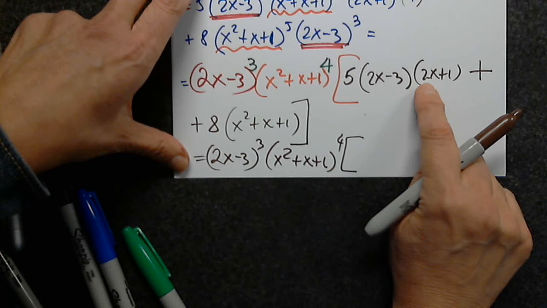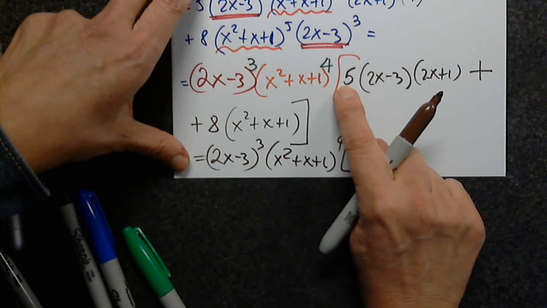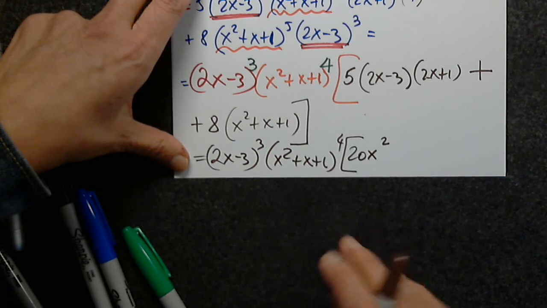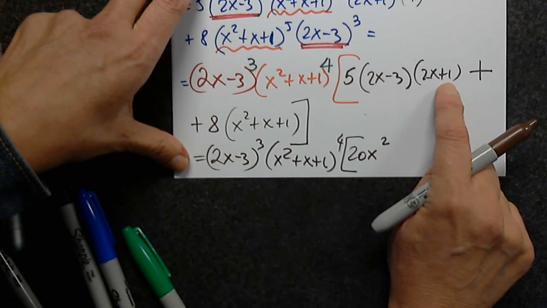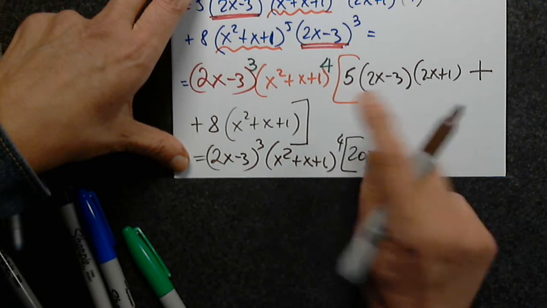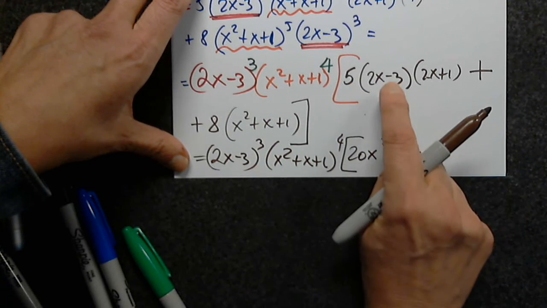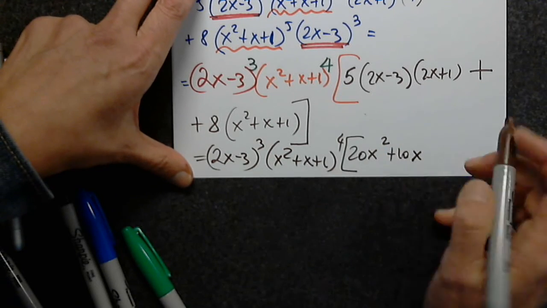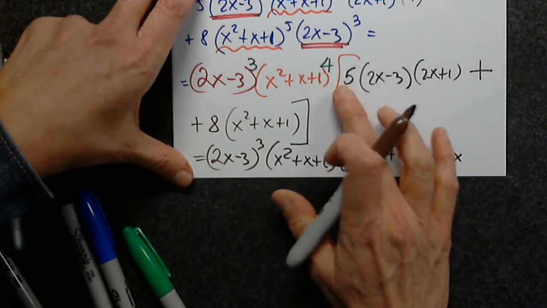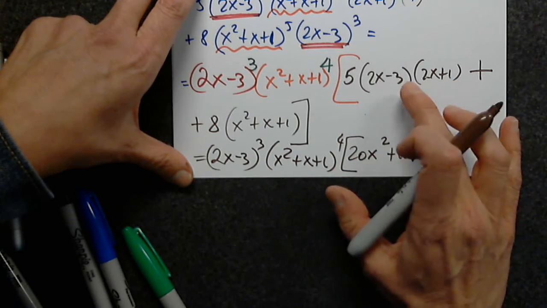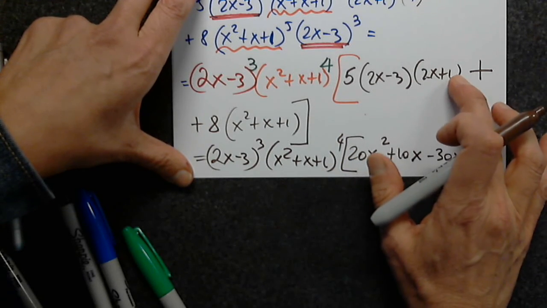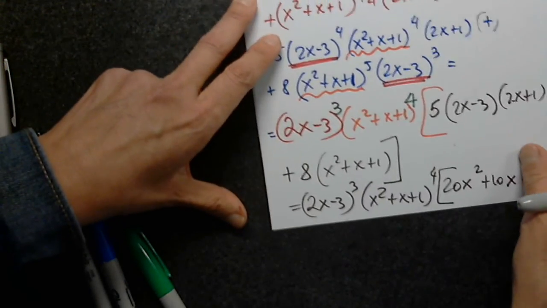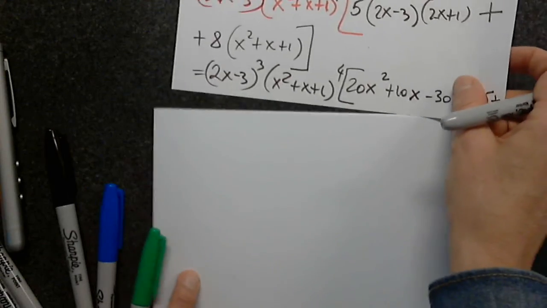2x times 2x, 4x squared times 5, 20x squared. Do you agree with 20x squared? Yes. 2x times 1 is 2x, times 5. Negative 3 times 2x is negative 6x, times 5. And negative 3 times 1 is negative 3 times 5, which is negative 15. I see how that happened. Okay. Let's do this again.